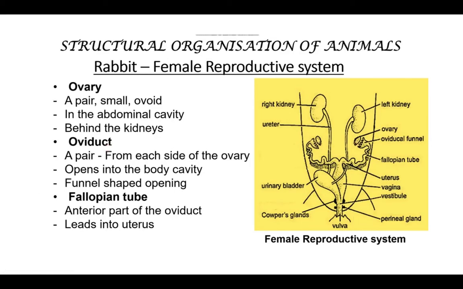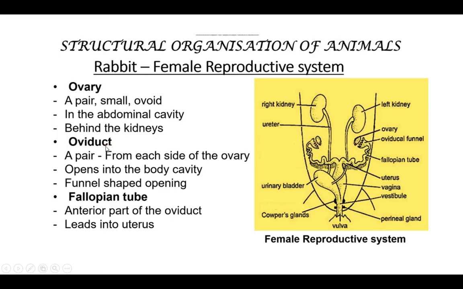And then let's see the female reproductive system. For the male reproductive system, we saw the testis is the reproductive organ, and for the female, the ovary is the reproductive organ. So a pair of ovaries is present. Can you see here? 1, 2. A pair of ovaries is present. It is small and ovoid in shape. Where is it present? In the abdominal cavity, behind the kidney.